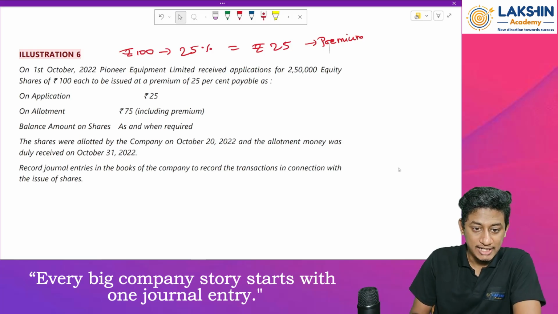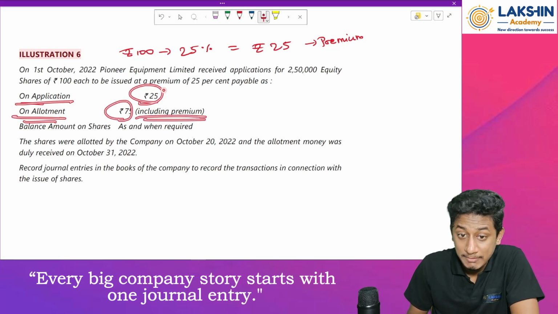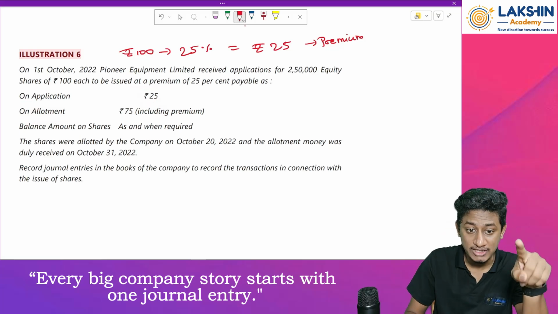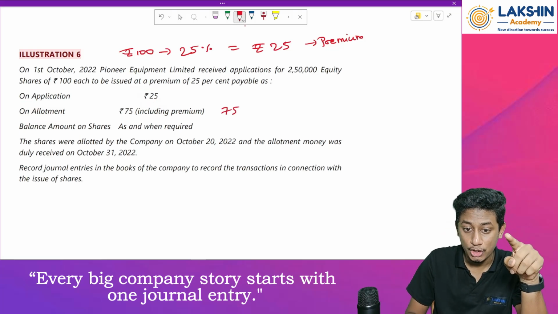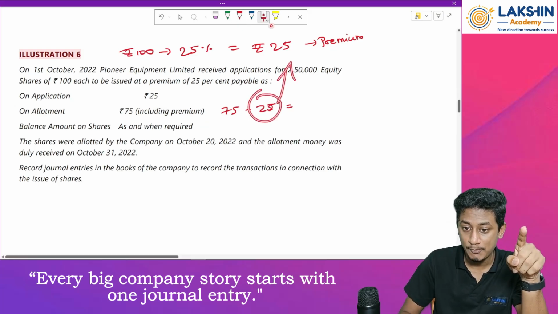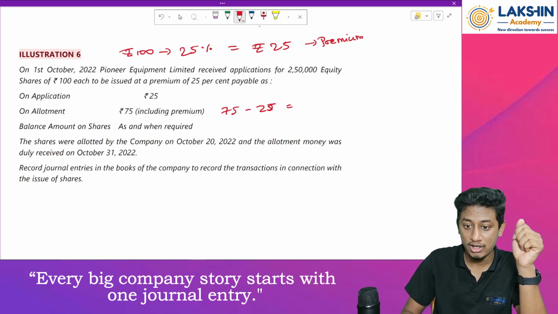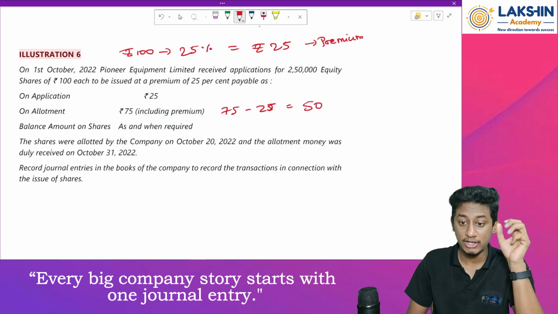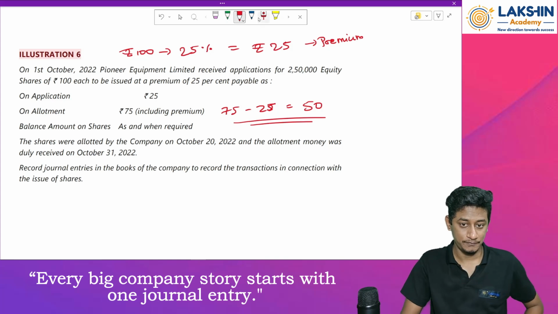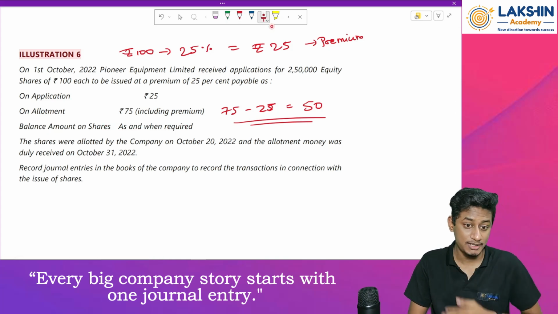So on application we have received how much? On application we have received 25, and on allotment 75 rupees. This is including premium. That means how much is the actual allotment value? Rupees 75 minus 25. 25 rupees is the premium, right? Remember, computed over here. So the value of actual allotment is rupees 50. Where will this be used? I will tell you. Wait. And the balance amount as and when required.